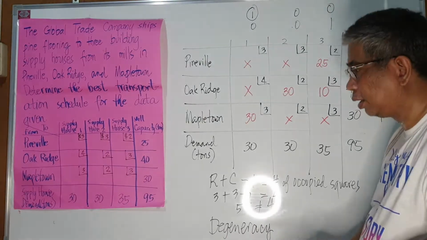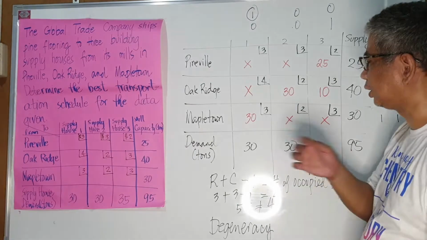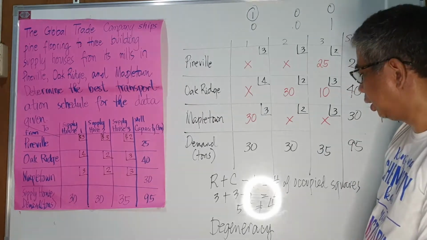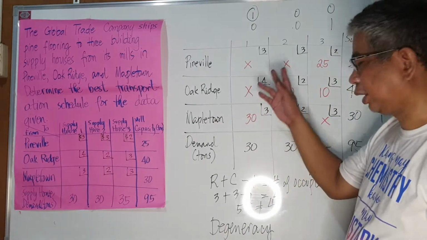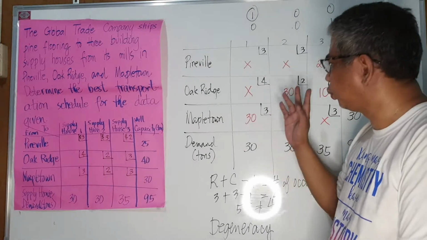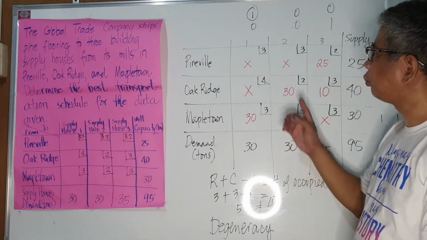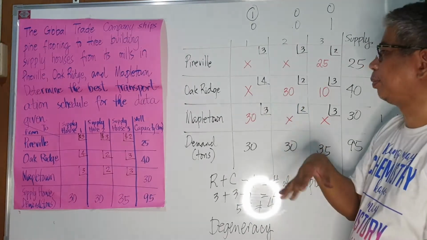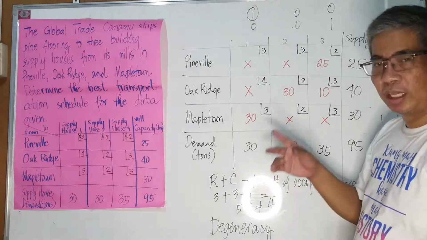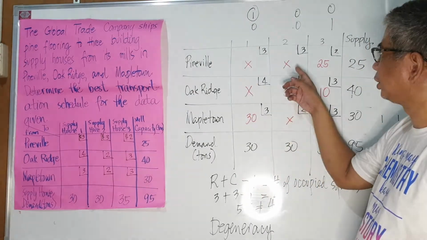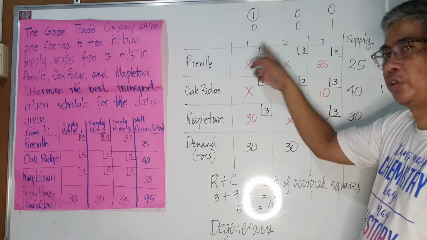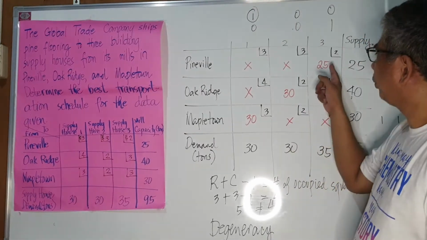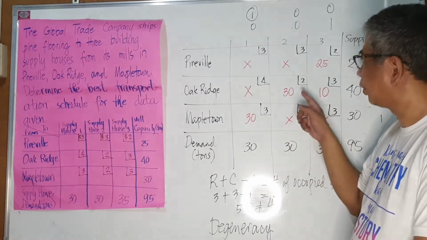degeneracy. Okay? So, how do we test now for whether we have arrived at an optimal solution? Since we have a degenerate solution, what we will do is fill in, like making a dummy shipment, to any of the unoccupied squares. So, these are our choices. So where do we choose? We choose in such a way that we'll be able to create a closed path. Okay?